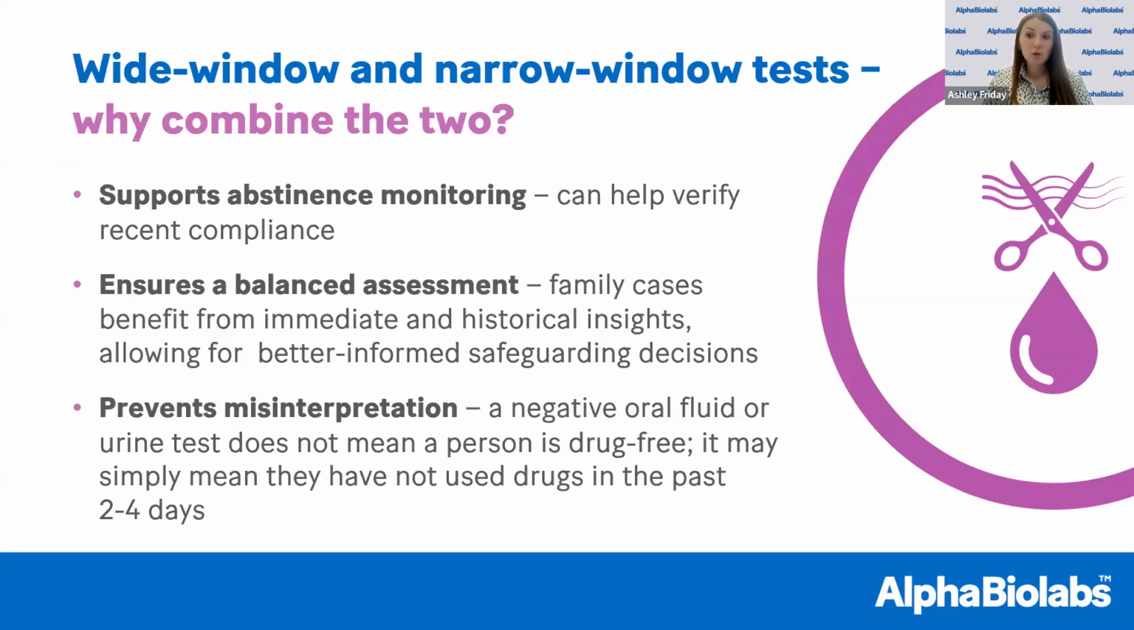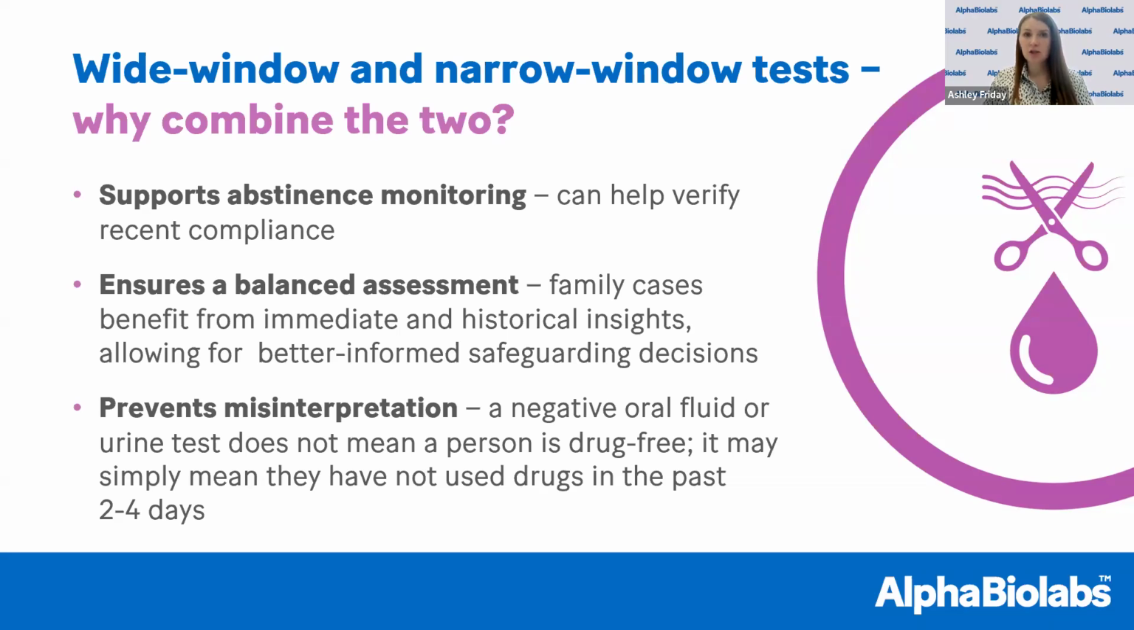So like I just said, some people do choose to combine both narrow and wide window testing. It can help support abstinence monitoring. So if you did have someone who had abstained from use and were looking to prove that, the narrow window of detection would complement the wider window. It ensures that there's a balanced assessment.